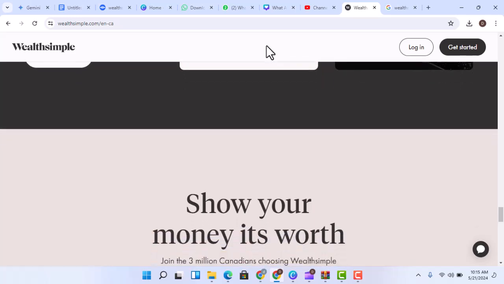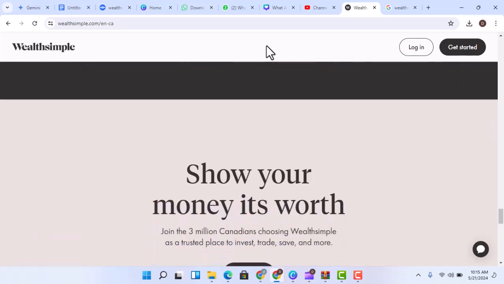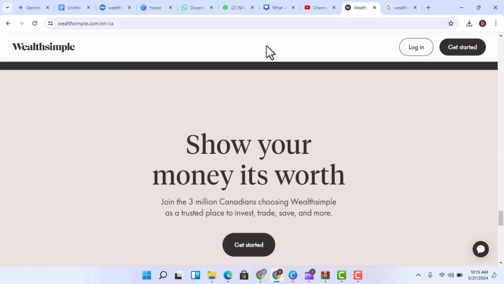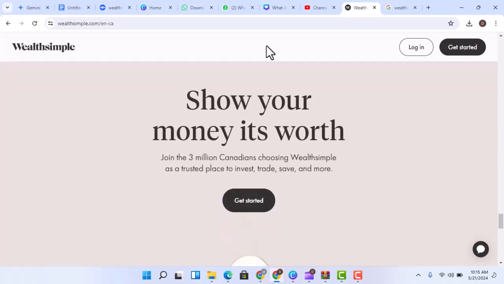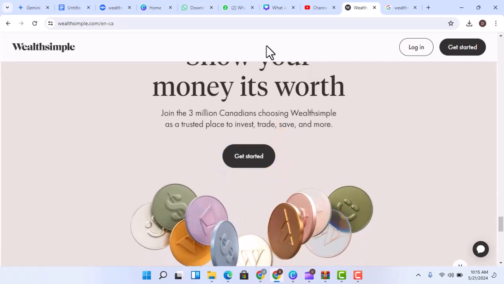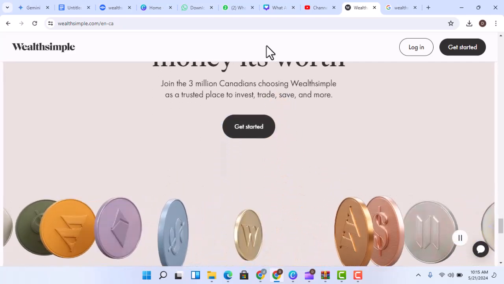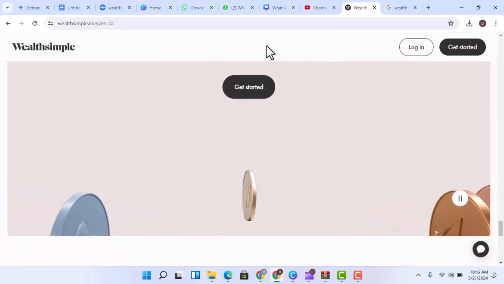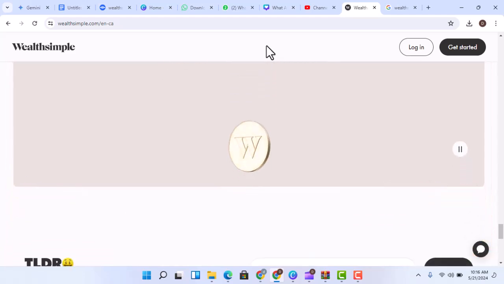Stay informed. Keep up to date on current events and market trends. This can help you make informed investment decisions. Avoid emotions. Don't let emotions dictate your investment decisions. Stick to your investment plan and avoid making impulsive trades.